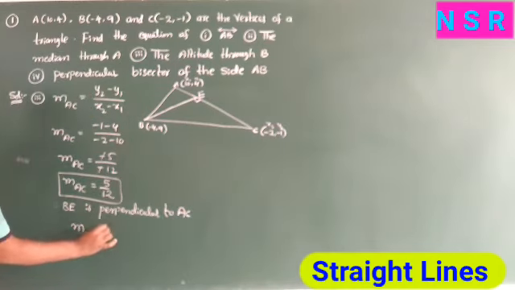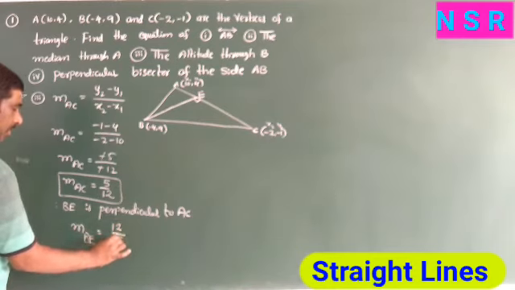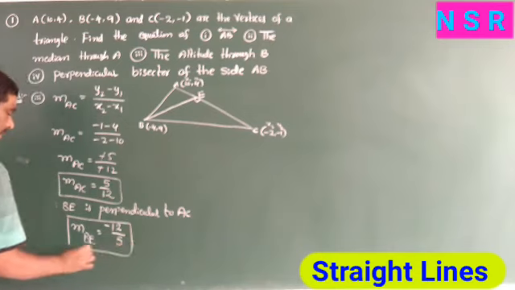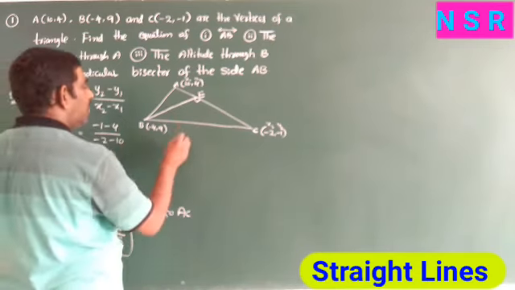So how to get the slope of a perpendicular line? Reverse this number. So here BE is perpendicular to AC. Now take the slope of AC, reverse it and change the sign. If it has plus, write here minus. If it has minus, write here plus. So 5 by 12, reverse it, we get 12 by 5. So here plus is there, write here minus. So this is the slope of BE. Now find the equation of altitude.